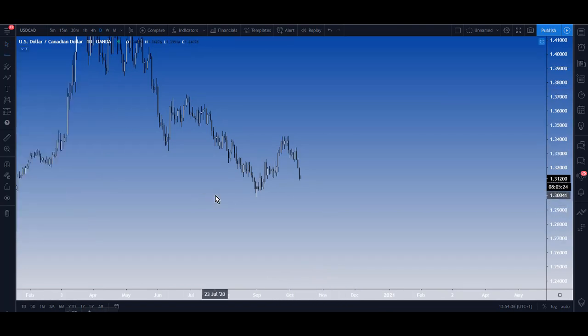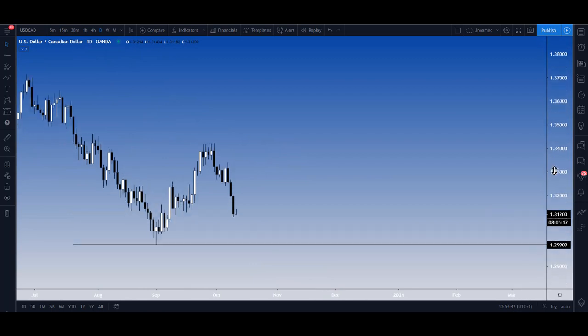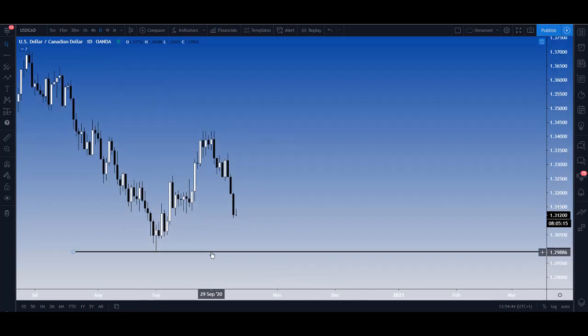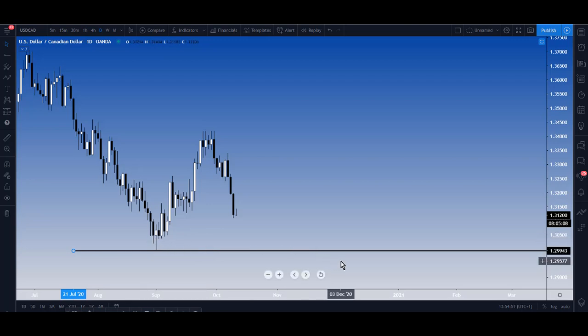Let me just draw a little ray line in for you there. So that's about that 1.3. You can see price came down and then buyers started coming in. So it could push down into that level again, and I'll be looking for the same thing to happen, for history to kind of repeat itself, buyers to come in again at this 1.3 level.